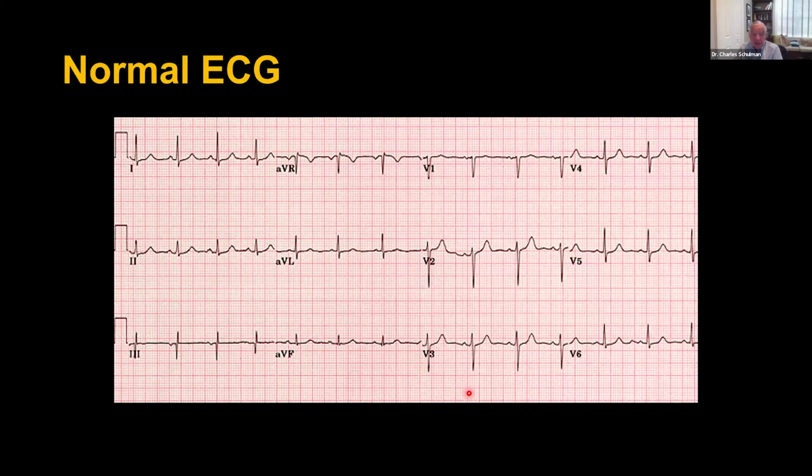This is a normal ECG. The rate is normal. Here, we can calculate the rate right here, right? 300, 150, 100, 75. So the rate is probably 90 on this ECG. The PR interval was normal. The QRS is narrow. The QT interval is normal.